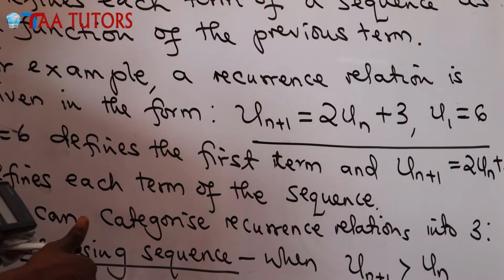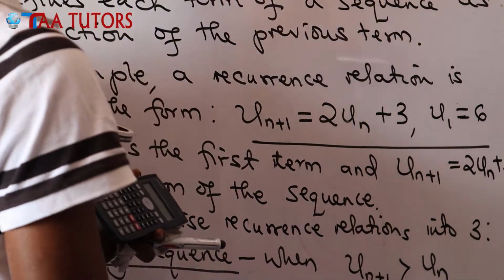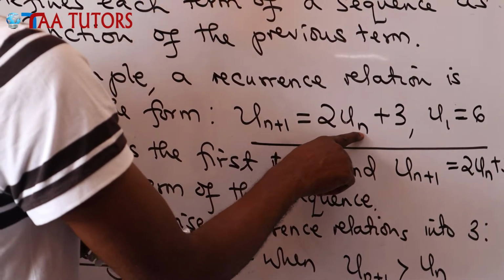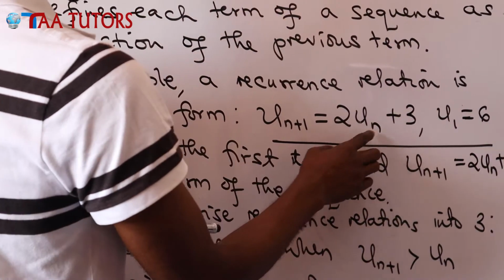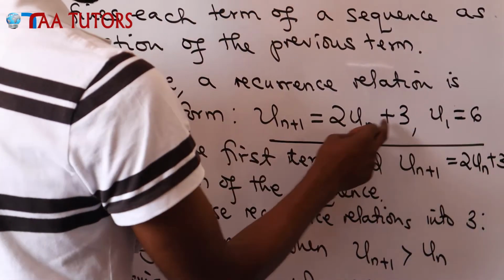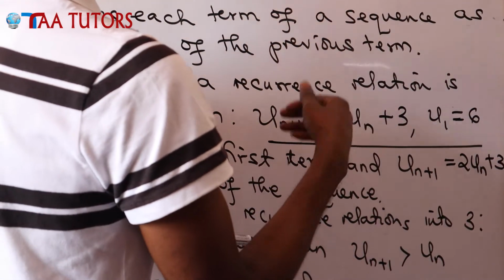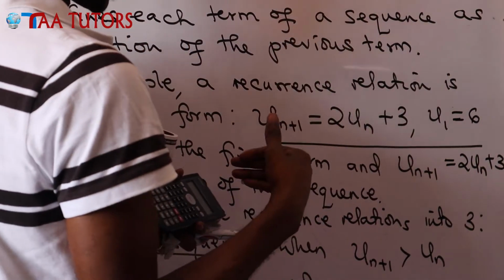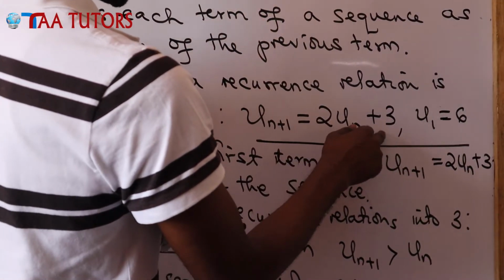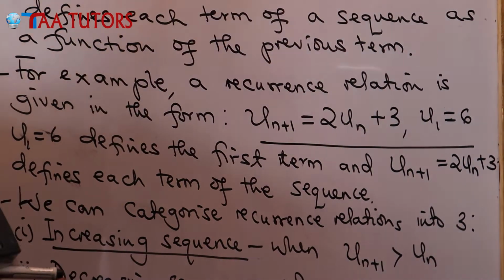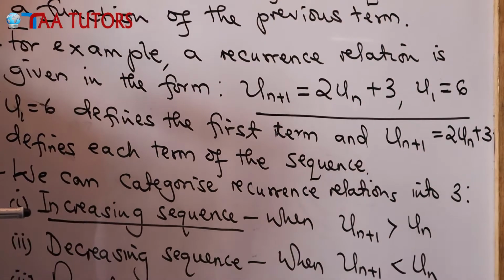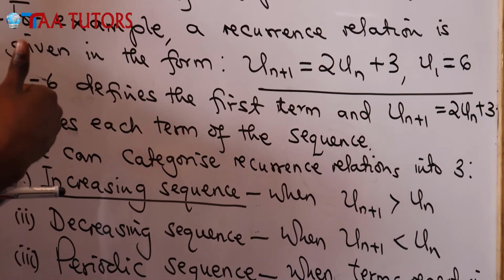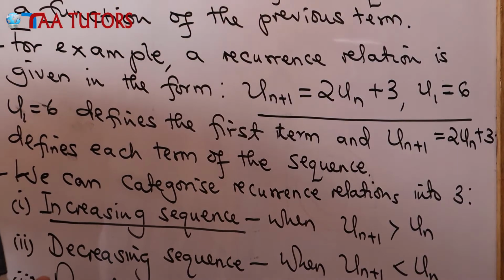If the first term is 6 and I want to get the second term, I will substitute 2 times 6 here, because u_n when n is 1 is 6. So I take 6, put it here, times 2 is 12, plus 3 is 15. So the second term is 15. If I want to get the third term, I bring here 15, which is the second term. So 15 times 2 is 30, plus 3 is 33. We go on and on like that to get those terms. A sequence where we get the next term using the previous term is what we call a recurrence relation sequence.